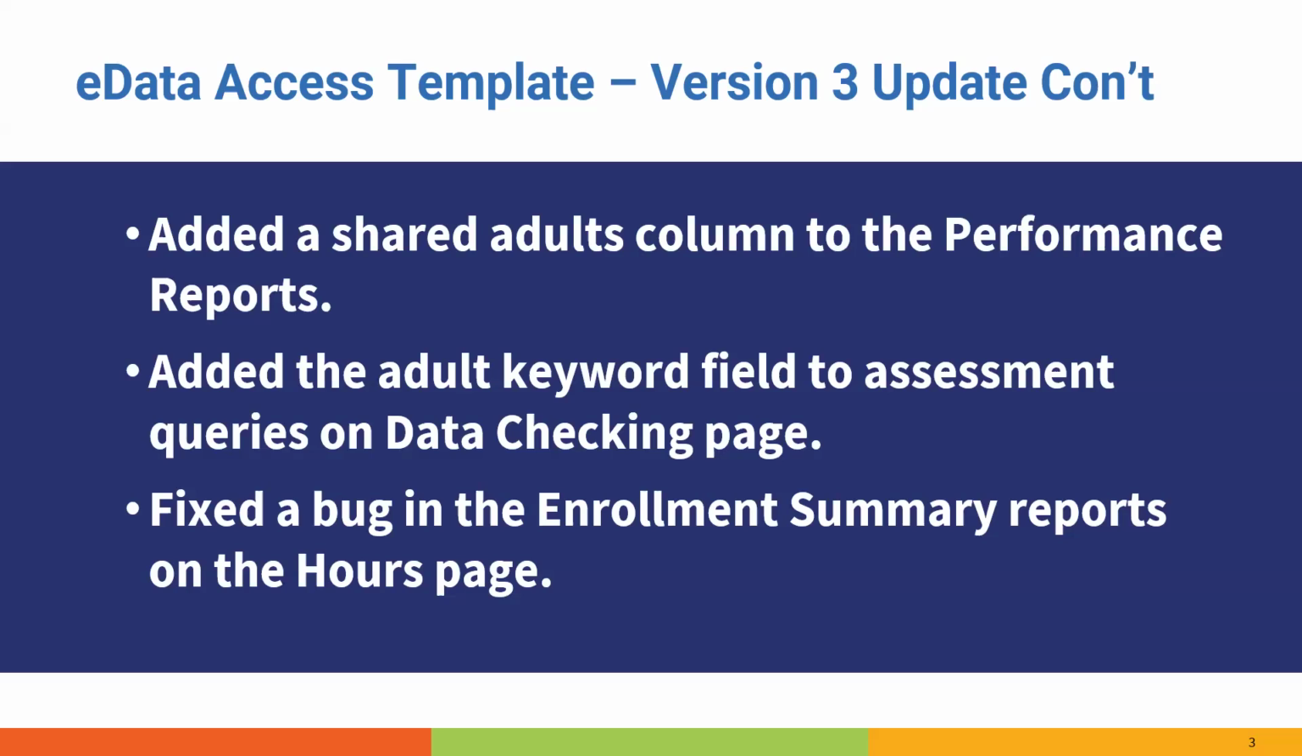So one item that falls within that category is the adult keyword field. And that has been added to several assessment queries on the data checking page. Again, in the hopes that if you find those data checks related to assessments and you use keywords that say are by site, you could disseminate that information to each site separately using that keyword field as a filter.